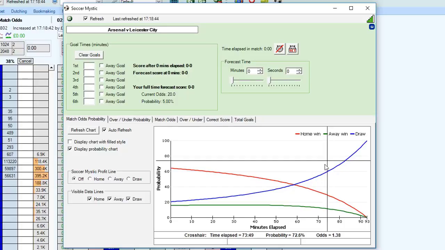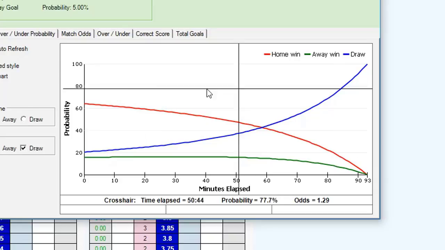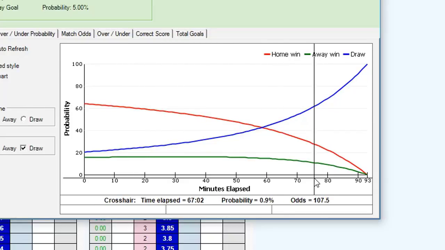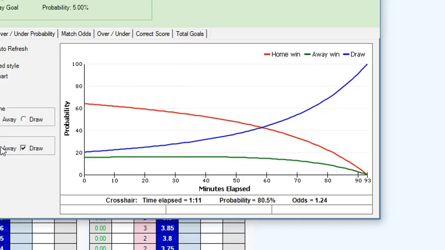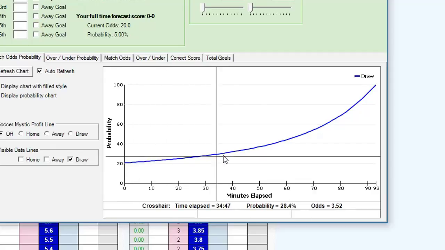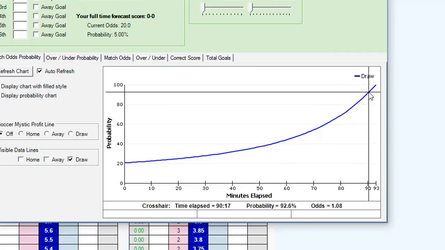So what are we looking at on the screen here? Well, this graph down here is telling you how the odds will move based upon the home team, the away, and the draw. If, for example, we just look at the draw specifically, we're actually looking at a probability chart. So the draw is starting at around 20% and it's getting more and more certain as the match progresses.